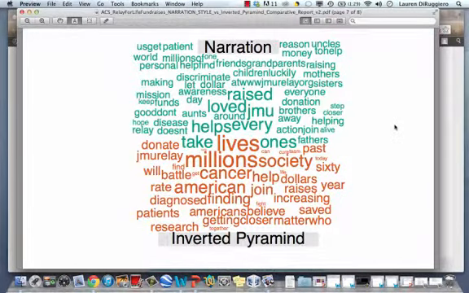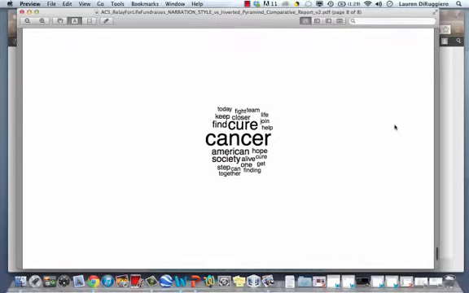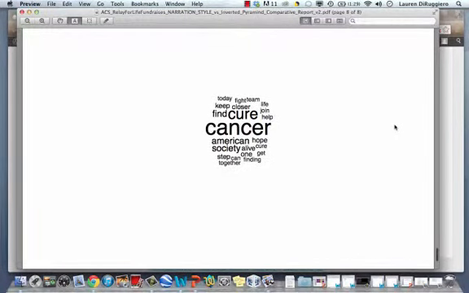Here's the comparison between the narration version 2 and inverted pyramid version 2. It's a little hard to see here, but there are a lot more common messages. Right next to cancer is now cure. We do have alive in both, together, team, closer, join, help, life. Again, cure down here. This is really great. This means that a lot of our messages are now synced up, and a lot of our messages have become a lot more positive.